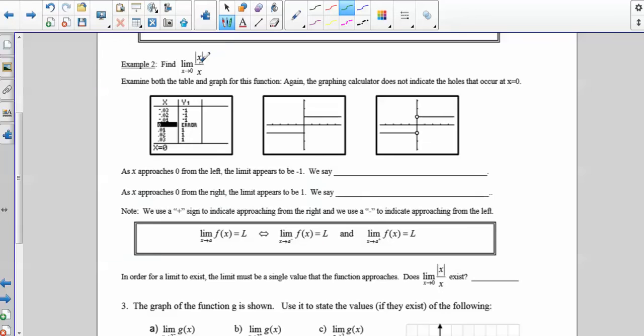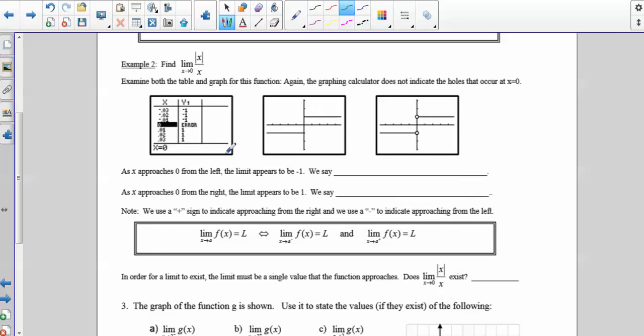We have the limit of the absolute value of x divided by x as x approaches 0. So you can type that in a calculator, and you can see from the table of values as the x's get closer and closer to 0, both from the left and from the right, you have values. But when x equals 0, there's an error. And on your calculator, they don't show you the holes, so you can draw them in to remind yourself that there are holes here because this function is not defined at 0.